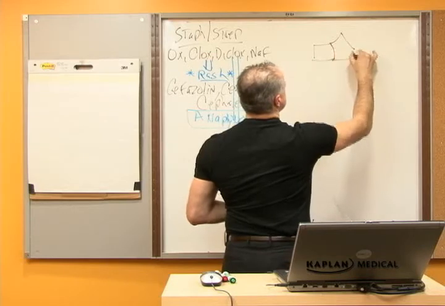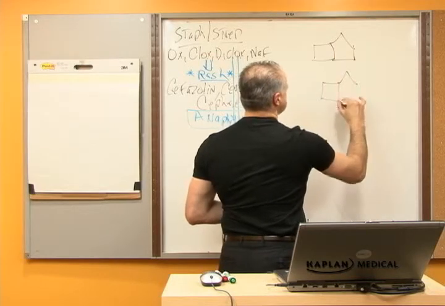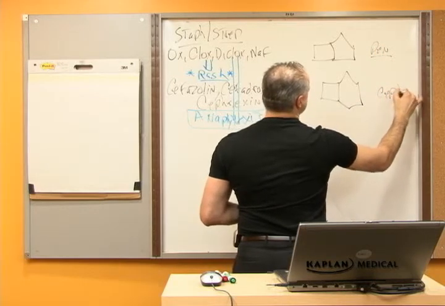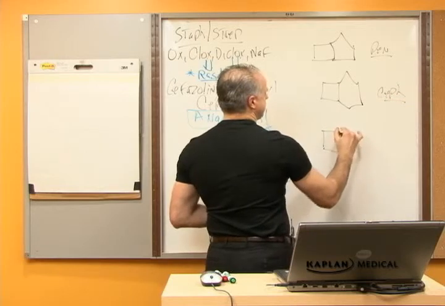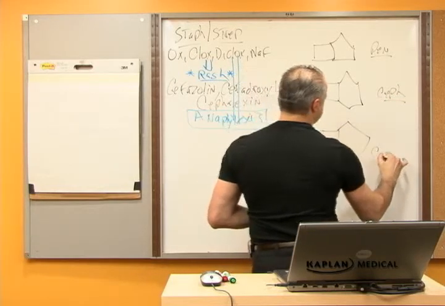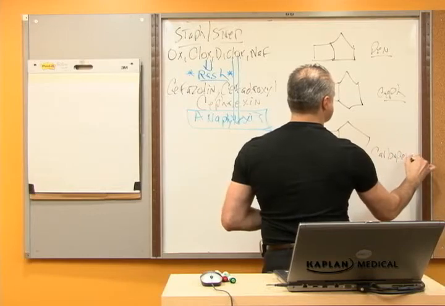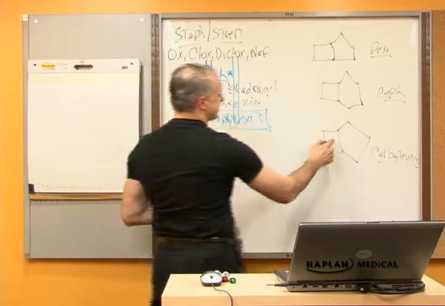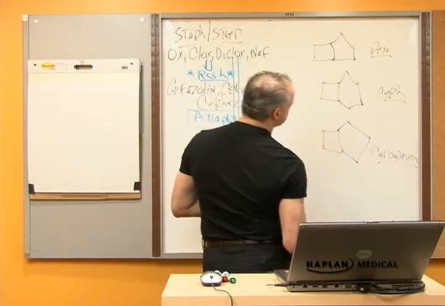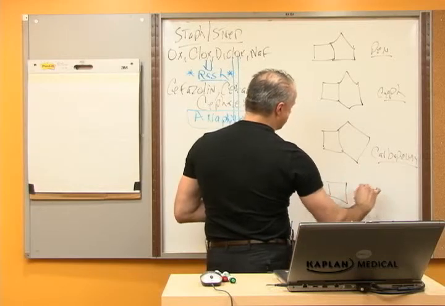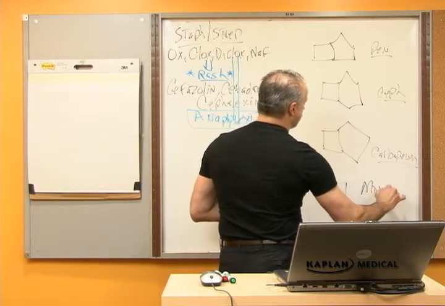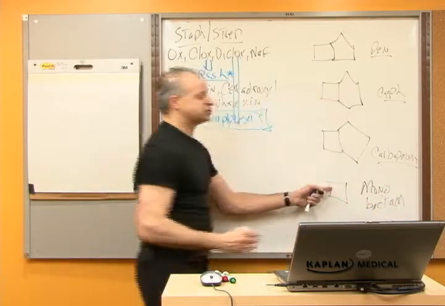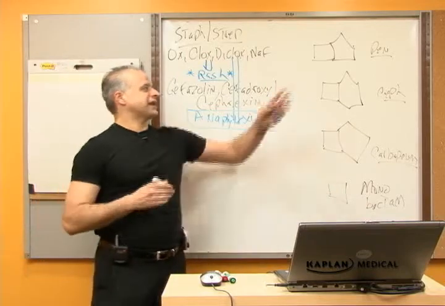Here are the beta-lactam antibiotics. Here are penicillins, here are cephalosporins, and here is another beta-lactam antibiotic called a carbapenem. There are 4 beta-lactam antibiotics with that little square ring: penicillins, cephalosporins, carbapenems, and monobactams. And of the monobactams, a beta-lactam ring alone, the only one that we use is aztreonam.